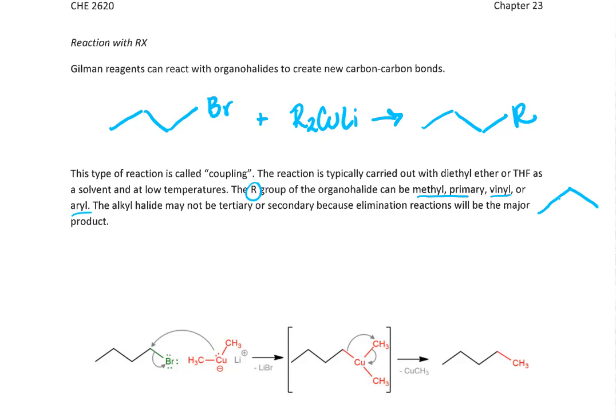Remember, vinyl meant this. So this is your vinylic position. But of course, like all of our regular SN2 reactions, the alkyl halide may not be secondary or tertiary, because then you won't get an SN2 reaction, rather you'll get an elimination product.